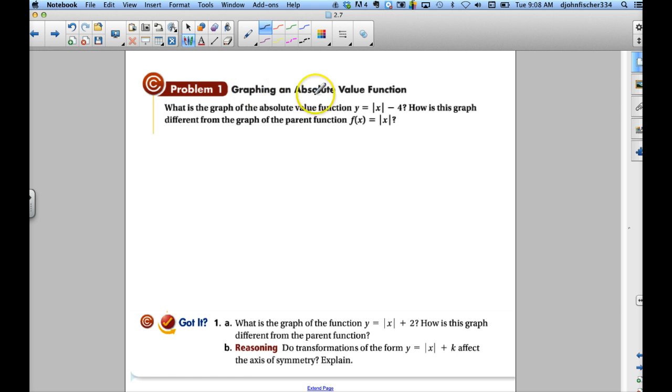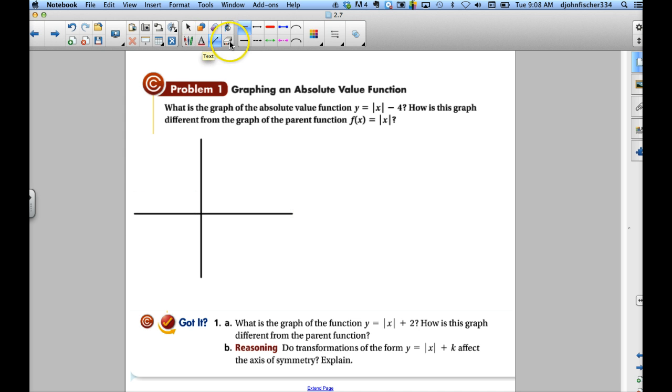Now, what is the graph of this absolute value function, and how is the graph different from the parent? Okay, well, let me draw an axis real quick here. Now, if I drew my absolute value function, we know that this goes up 1 over 1. Notice there's a 1 in front of here. But this is a minus 4, so we're going to go down 4 units. And we're going to start our graph right here. We're going to go up 1 over 1, going both directions like that.